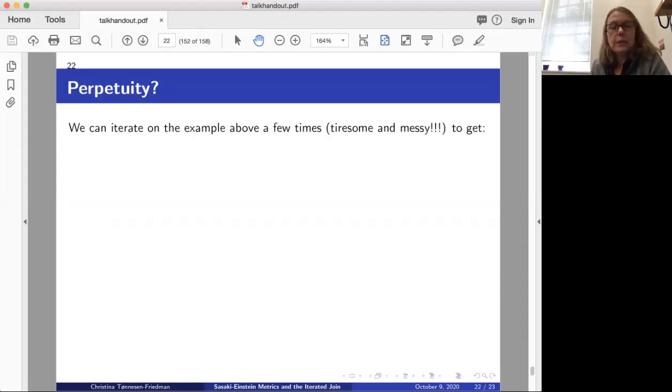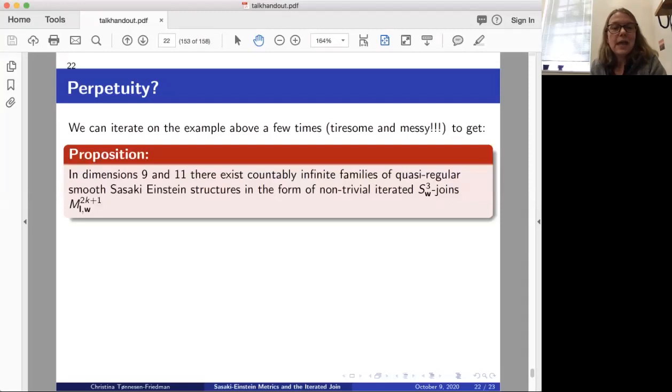But we could keep going. It's a tiresome and messy, but also a little bit fun thing to do, because you have to do a little bit of baby number theory, right? Show things are co-prime and so on. And so we managed to persevere a little bit more and show that in dimension 9 and 11, we can build on the example I had before and get countably infinite families of quasi-regular smooth Sasaki-Einstein structures.